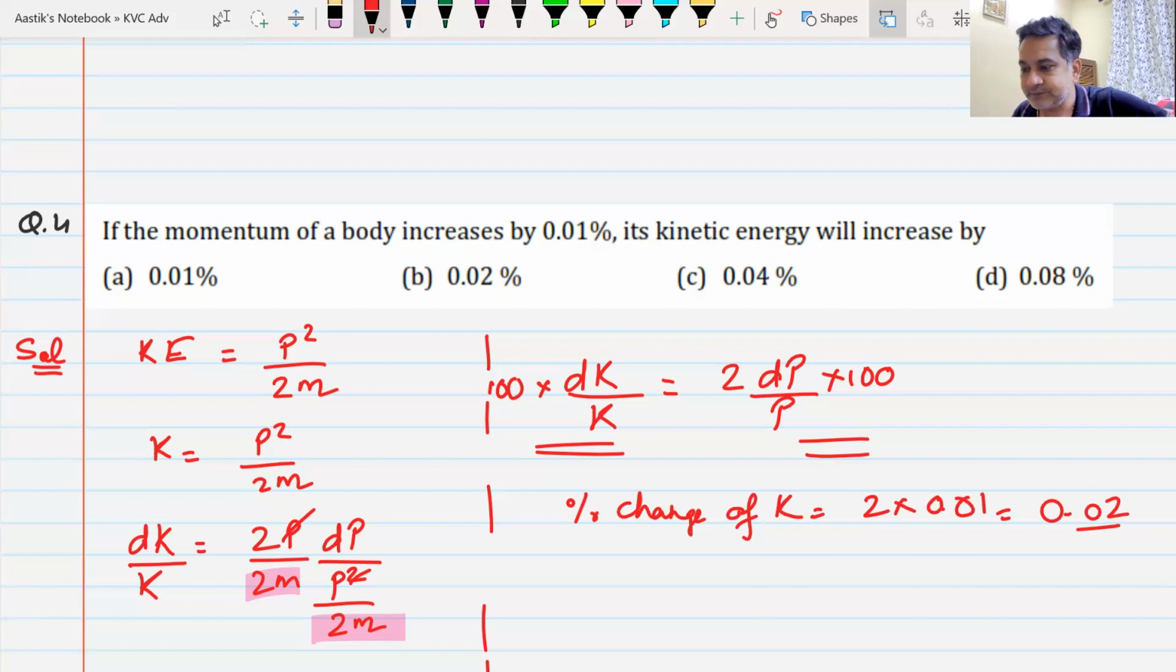0.02. Do we get this? Yes or no? Yes, sir. That is how, if any question comes, you will have to do it in this way. Do we understand this? Yes, sir. Okay. Remember this question, and some of this question would be coming in your exam. Okay.